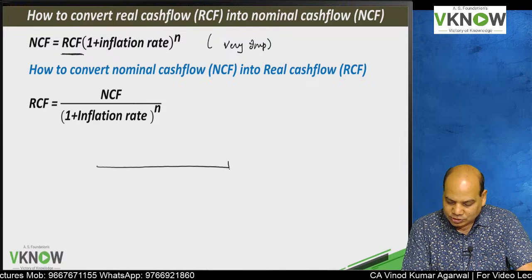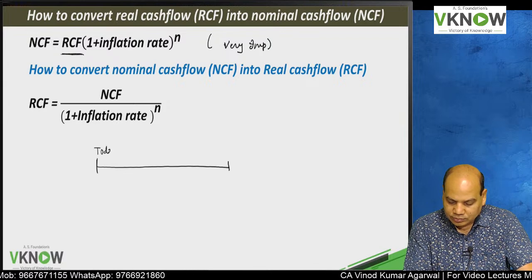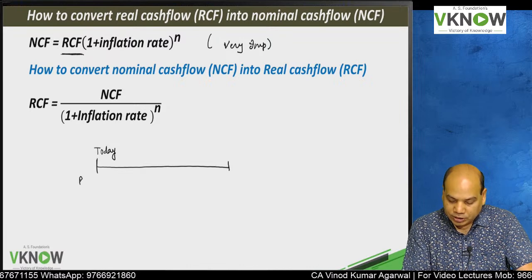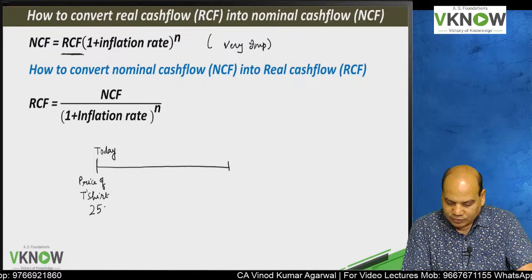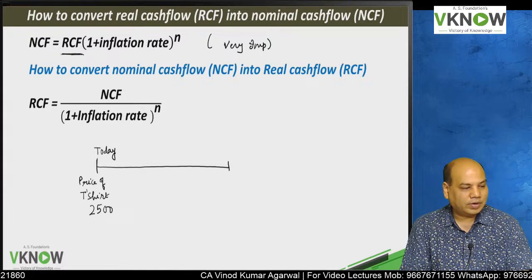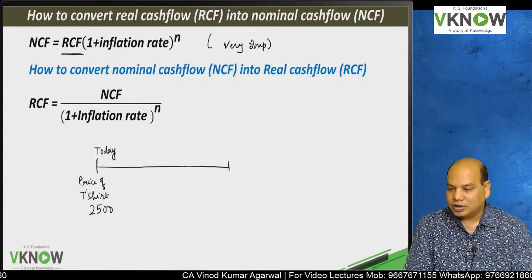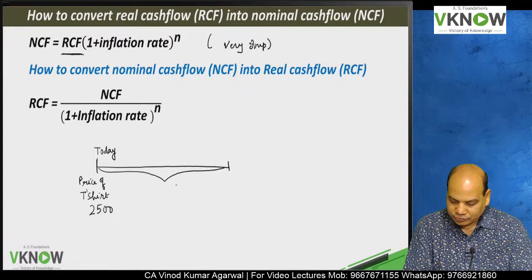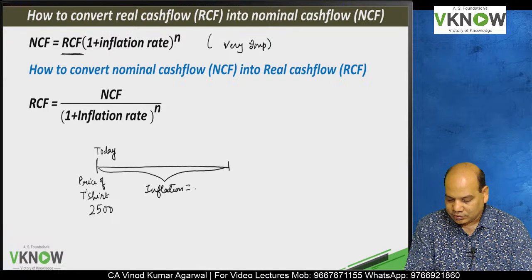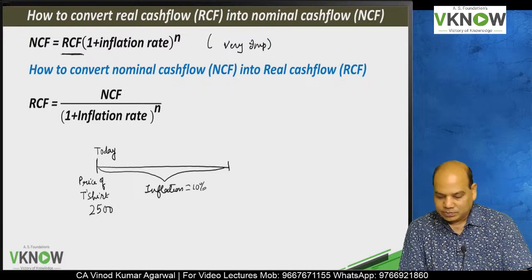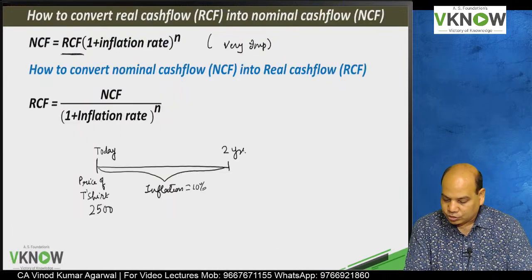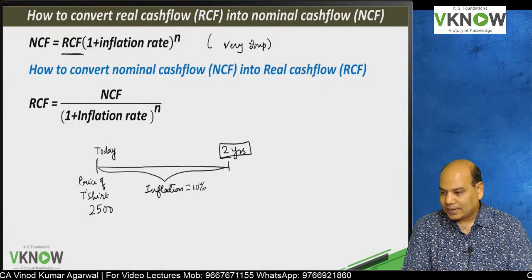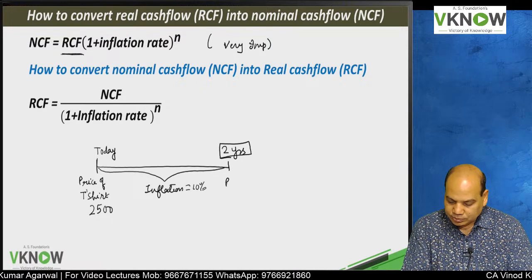So I am going to ask you a question. Suppose today the price of a t-shirt is 2500 rupees. The price of the t-shirt which you are wearing is 2500 rupees. Inflation is 10%. Every year, the price of the t-shirt is increasing by 10%. My question is, after two years, what will be the price of the t-shirt?